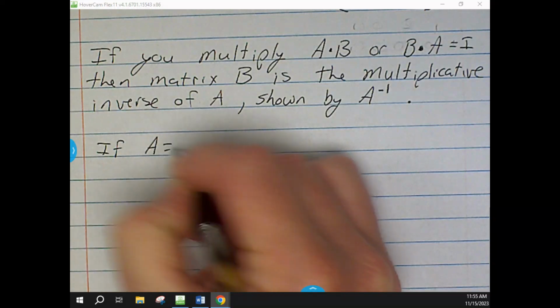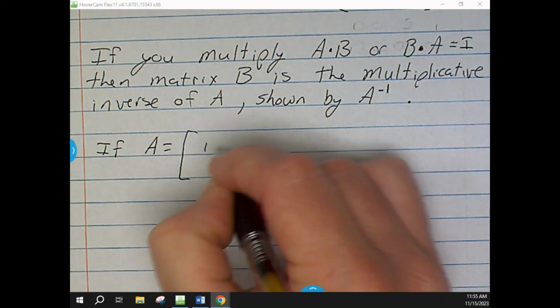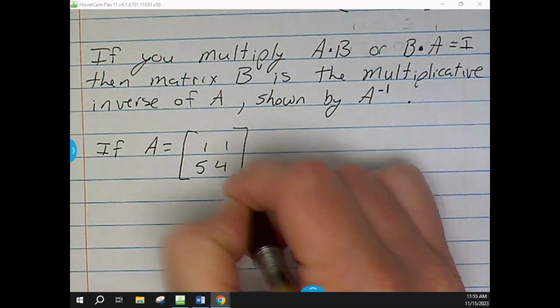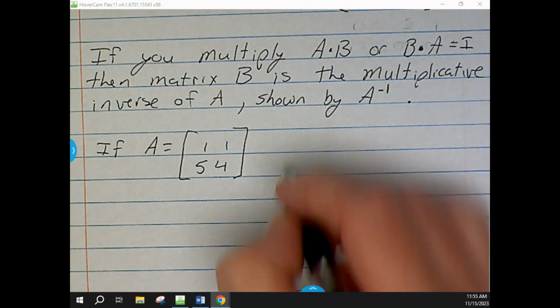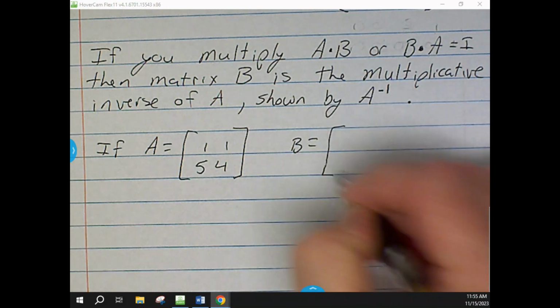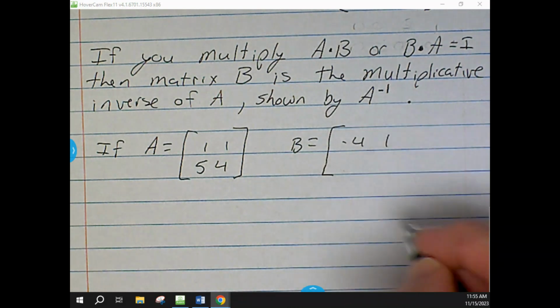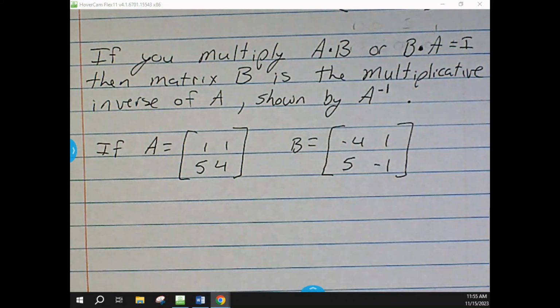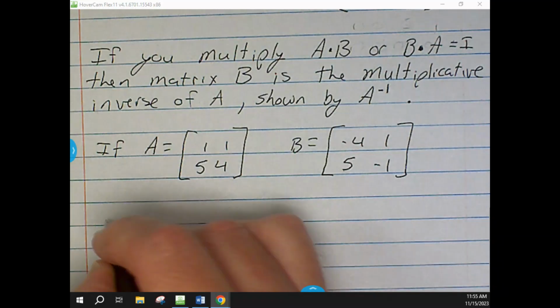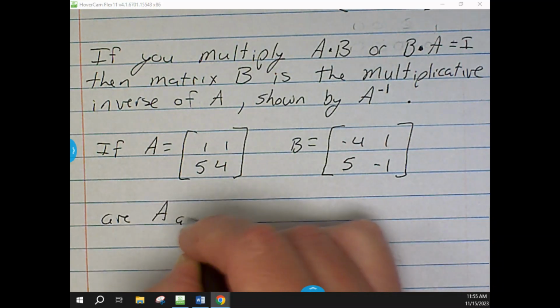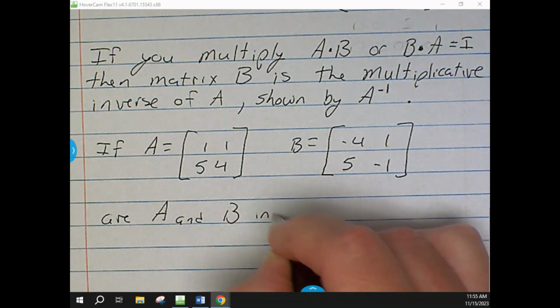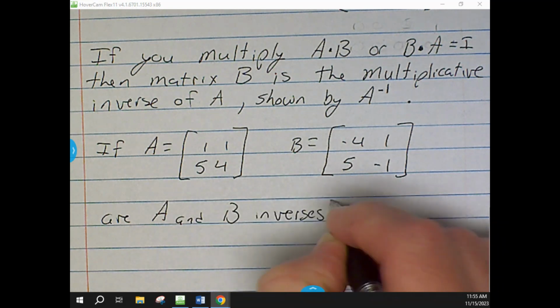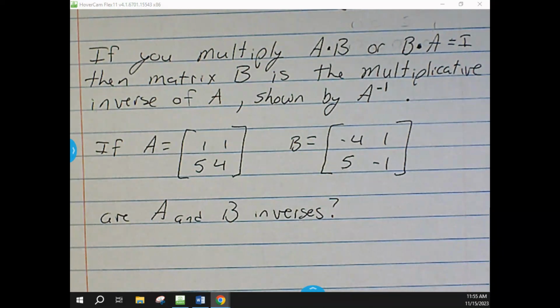Okay, so let's give you two matrices here. If A is 1, 1, 5, 4 and B is -4, 1, 5, -1, let's ask the question: are A and B inverses?